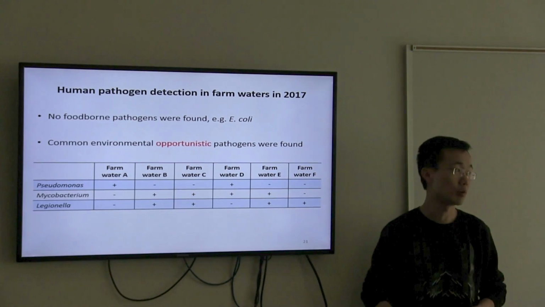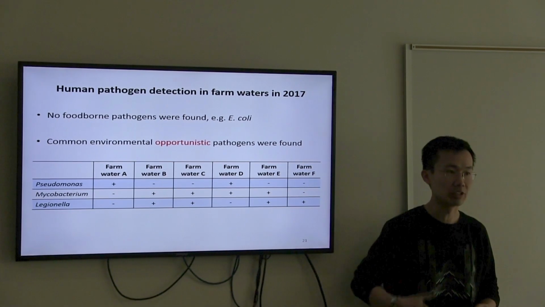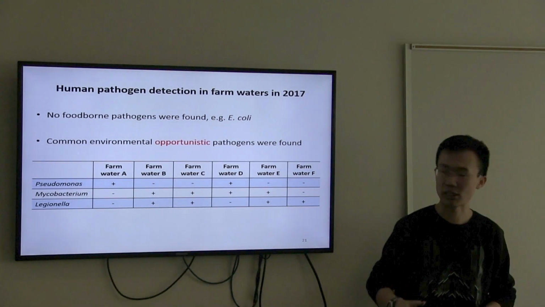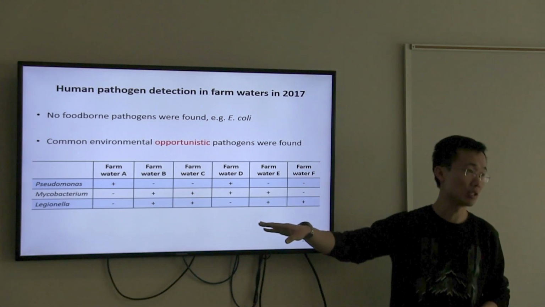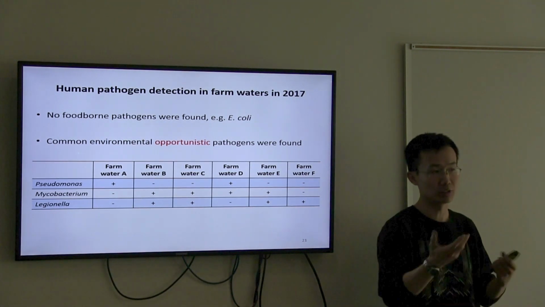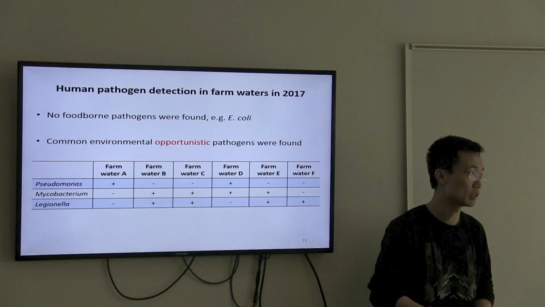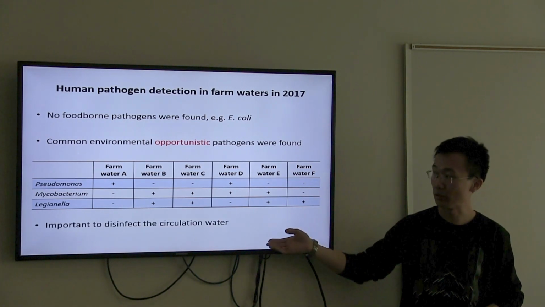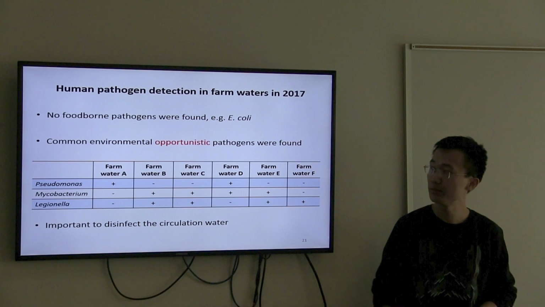What we saw were some common opportunistic pathogens. As Brenna was saying, these opportunistic pathogens are probably okay for people with a regular immune system, but people with a compromised system probably need to be more careful. What we saw was Pseudomonas, Mycobacterium, and Legionella. Legionella could be a potential risk if the water is sprayed, and it could be a risk for hydroponic and aquaponic workers. Therefore, one of the messages is to disinfect the circulation water, and that's very important.